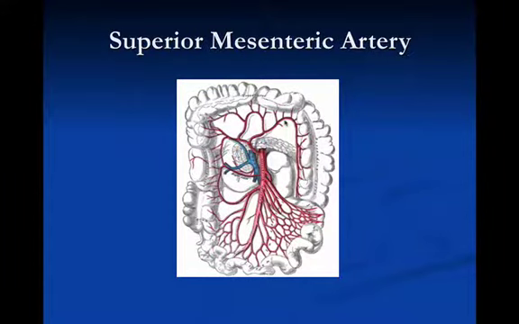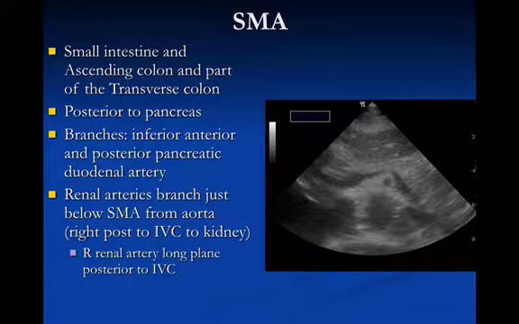So the superior mesenteric artery is the next branch, and actually the easiest branch of the aorta to find. The superior mesenteric artery covers the small intestine and ascending colon and part of the transverse colon. It is posterior to the pancreas, and this is an important relationship to remember, because if you see a pancreatic mass, you should be in the area of the SMA. Its branches are the inferior, anterior, and posterior pancreatico-duodenal arteries.